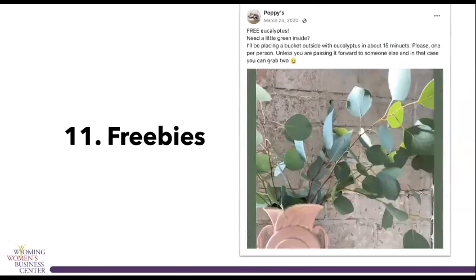Number 11, freebies. Who doesn't love free stuff? If you have the means, give something away. So before you panic, this doesn't have to be a huge investment. How can you use your current situation to help spread the word?